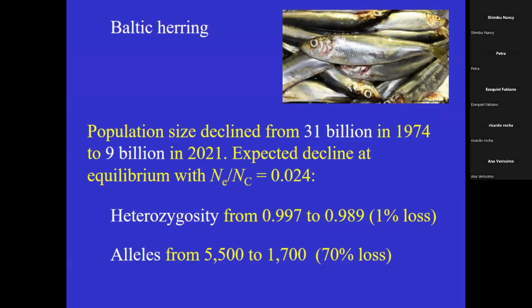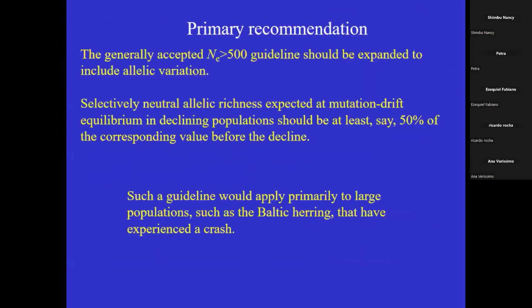But using that equilibrium that we started with, the number of alleles at equilibrium would go from 5,000 to 1,700. So there's virtually no expected loss in heterozygosity, but a 70% loss in allelic variation. So again, this difference between heterozygosity and allelic variation can be large in some cases.